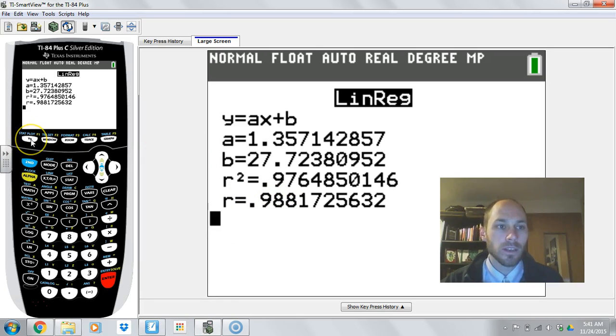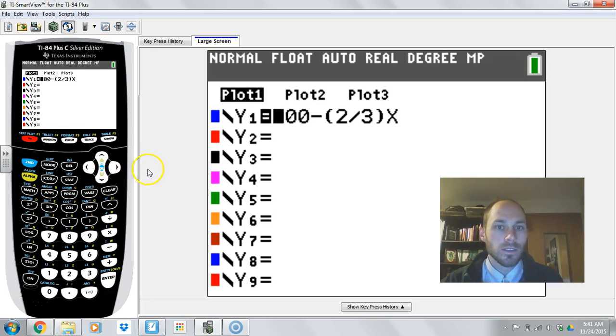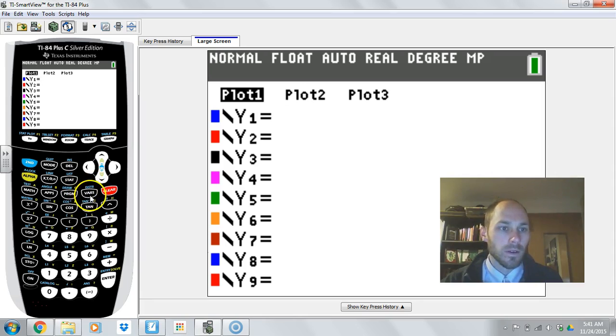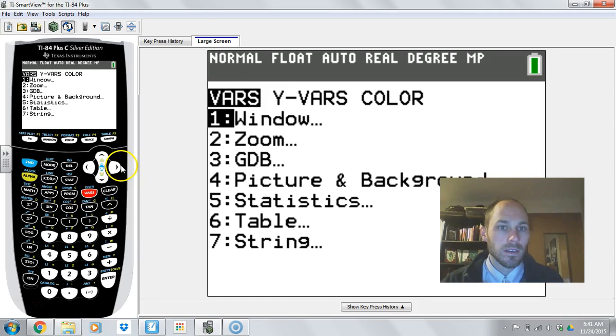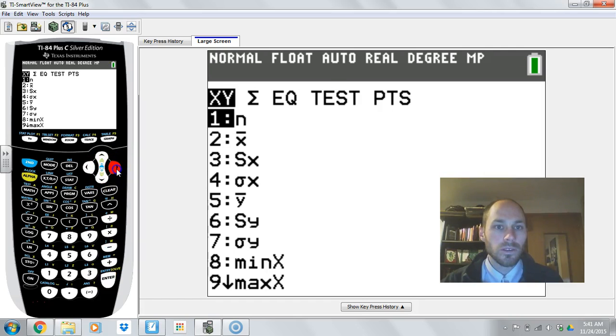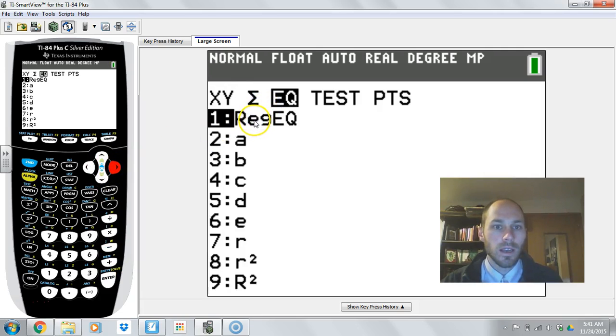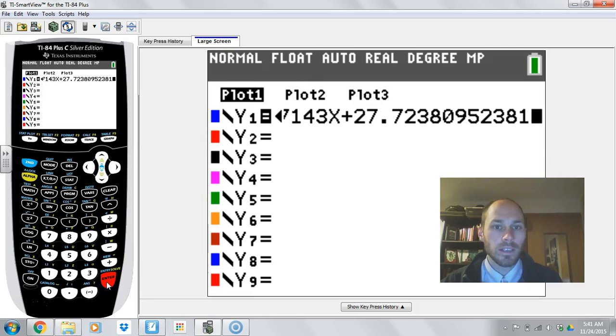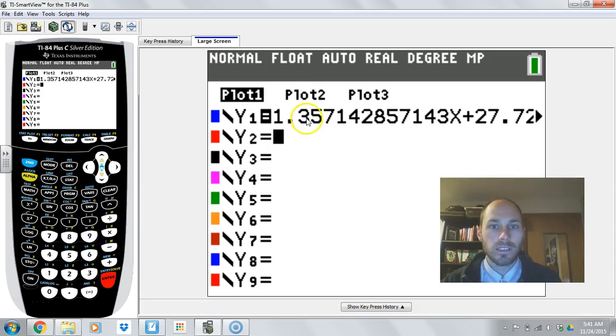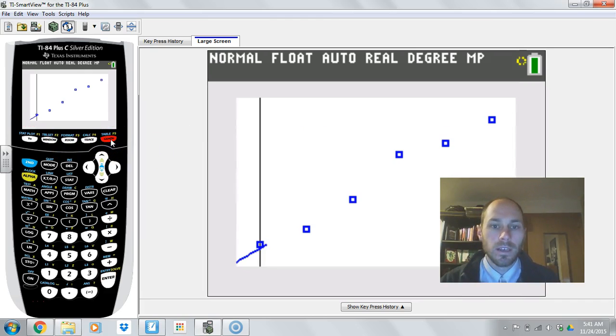We can go in and enter our equation in our calculator. So you can either type it in, or we go to variables here, go down to statistics, and go over to equation, and regression equation is what we want. Hit enter, and it enters our equation for us. Notice I don't have to remember all those numbers and type them in. Then I go back to my graph, and I see my line of best fit being drawn in there.